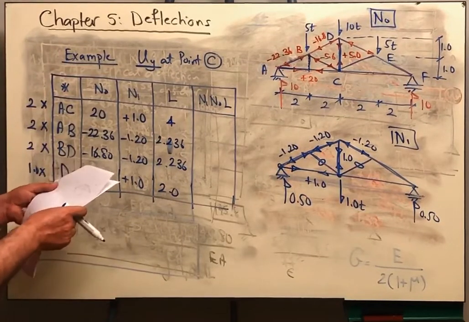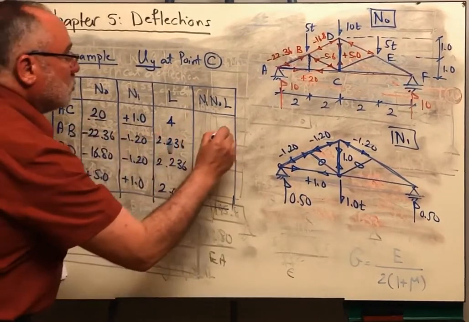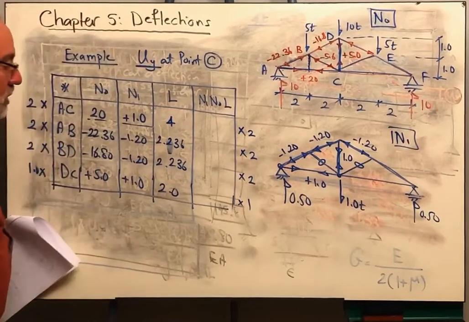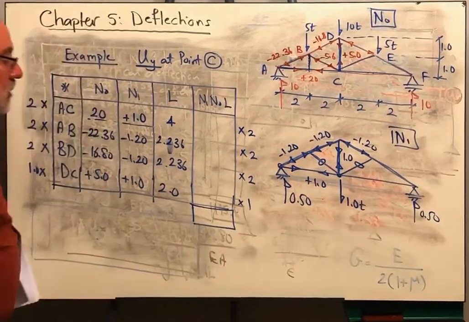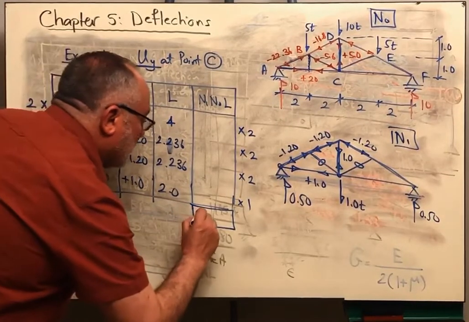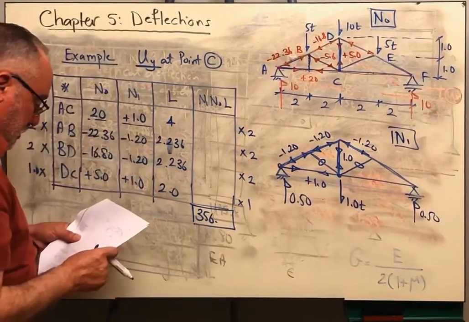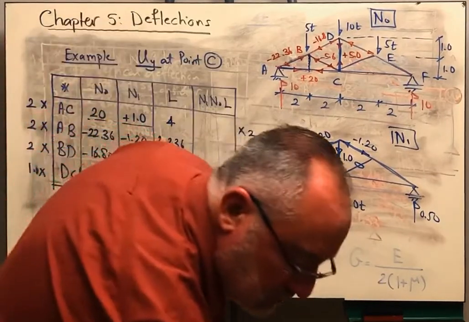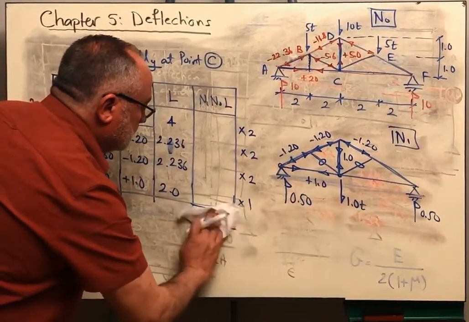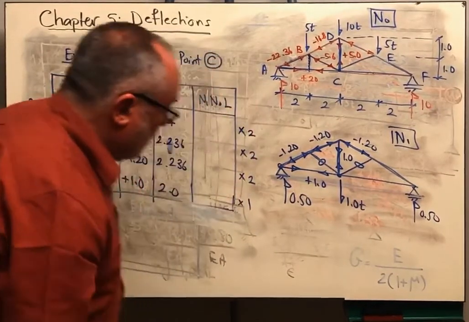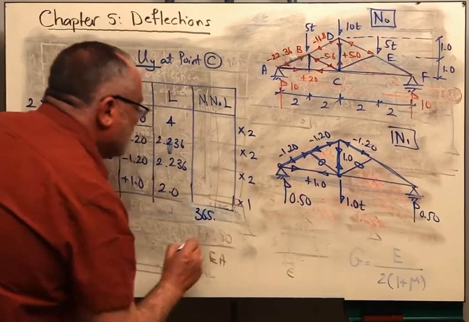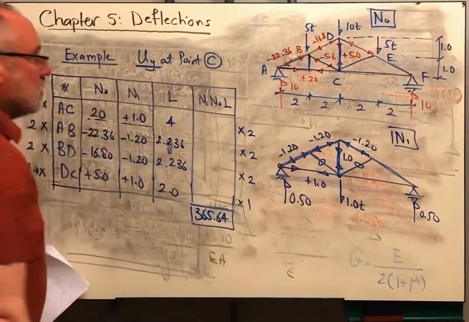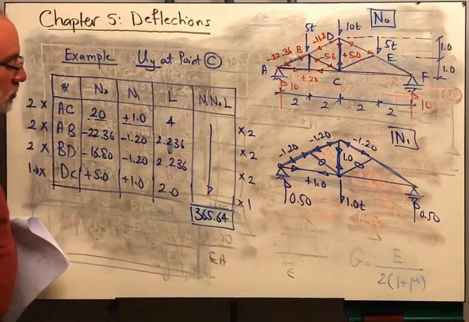Then you get the product of each part. Okay, you multiply here. And don't forget that you will have to multiply this by 2, multiply this by 2, multiply this by 2, multiply this by 1. And you get the summation in the end. And it will be 356.65. This is 365.6. This is the summation. The summation of all of these forces.